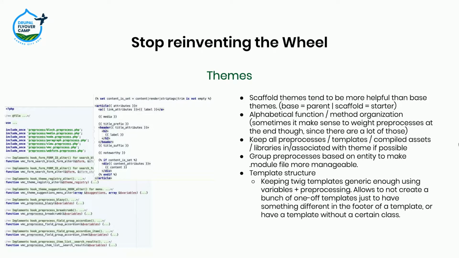Let's see. Keeping your functions organized on your module file. A lot of times people just throw those in there. And I'm going to preface this, a lot of the stuff might be super obvious. But it is stuff that should be said in case somebody hasn't said it. So keeping stuff alphabetized. One thing that we do now is keeping all of our preprocesses, templates, compiled assets, and libraries in the theme, if possible.